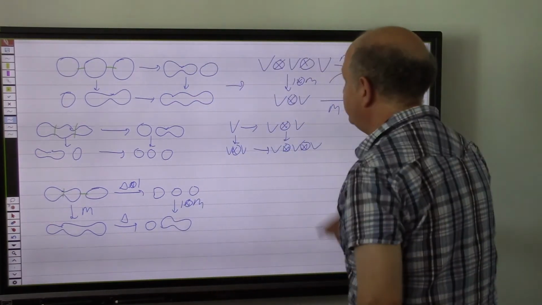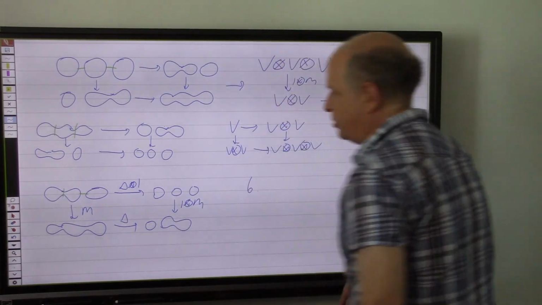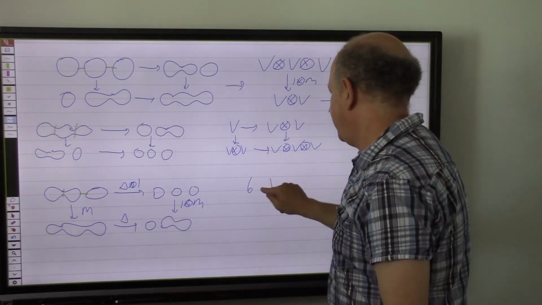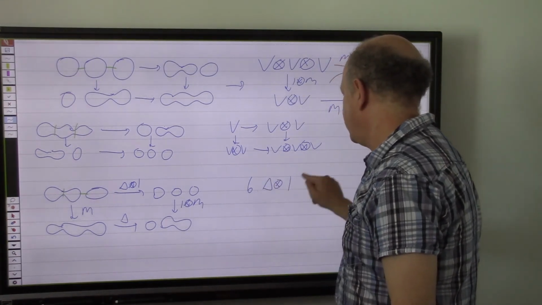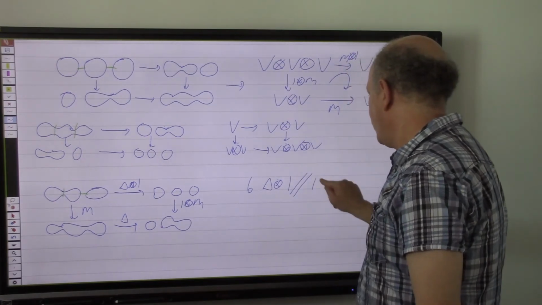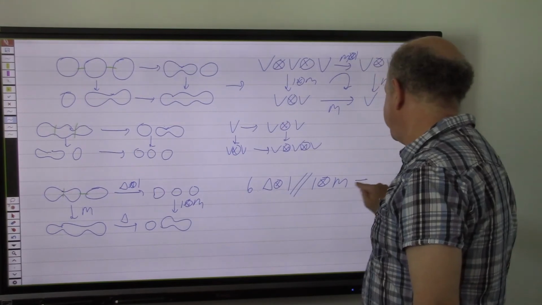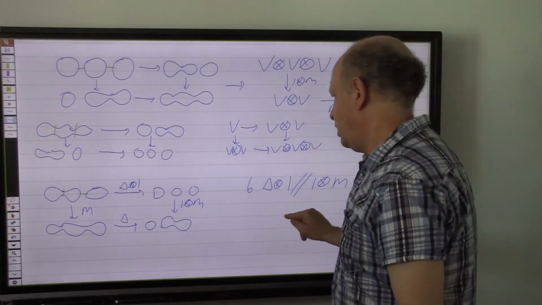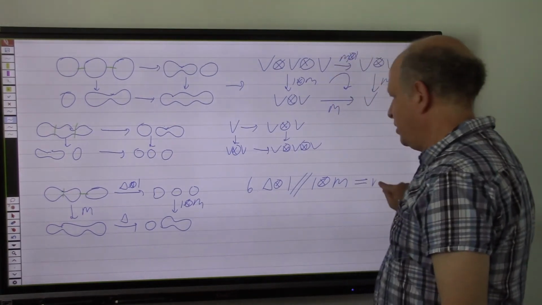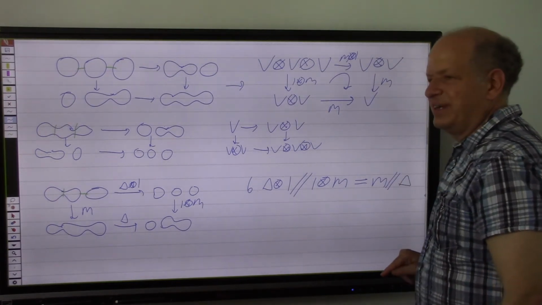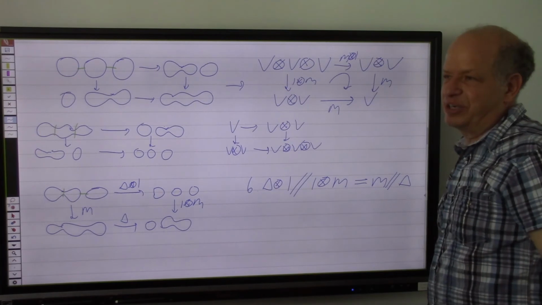And so the condition remaining, I think it's number 6, is that delta tensor 1 followed by 1 tensor M is equal to M followed by delta, and that's not the Hopf algebra condition.